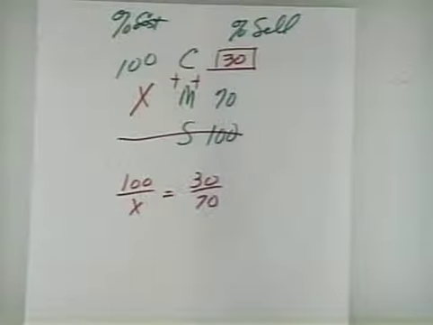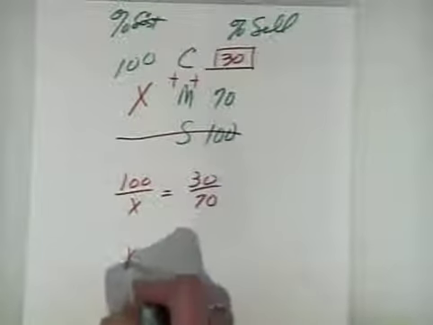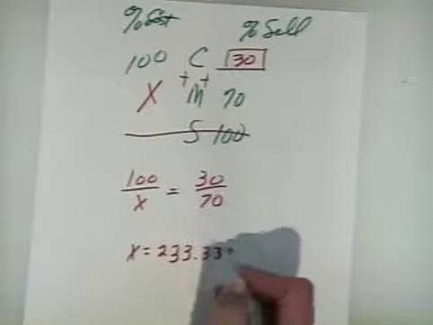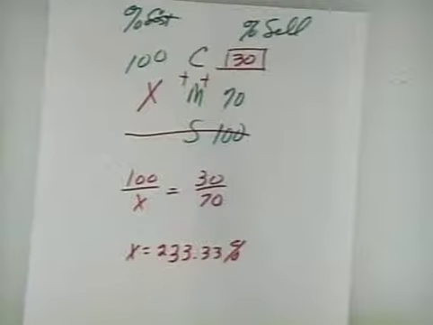What did somebody get as an answer? Is this number going to be larger than 70 or smaller than 70? Larger. Thank you. Very good. You're sharp today. 233.33.